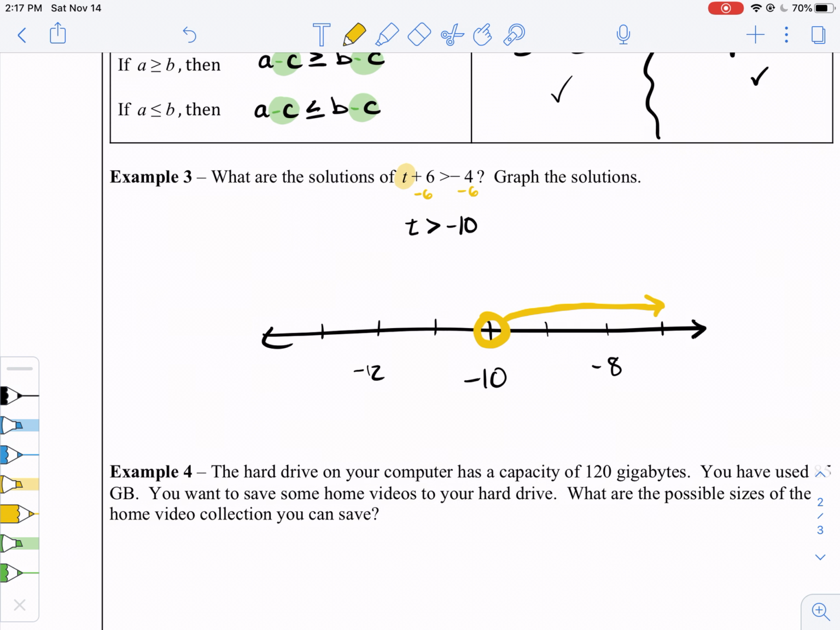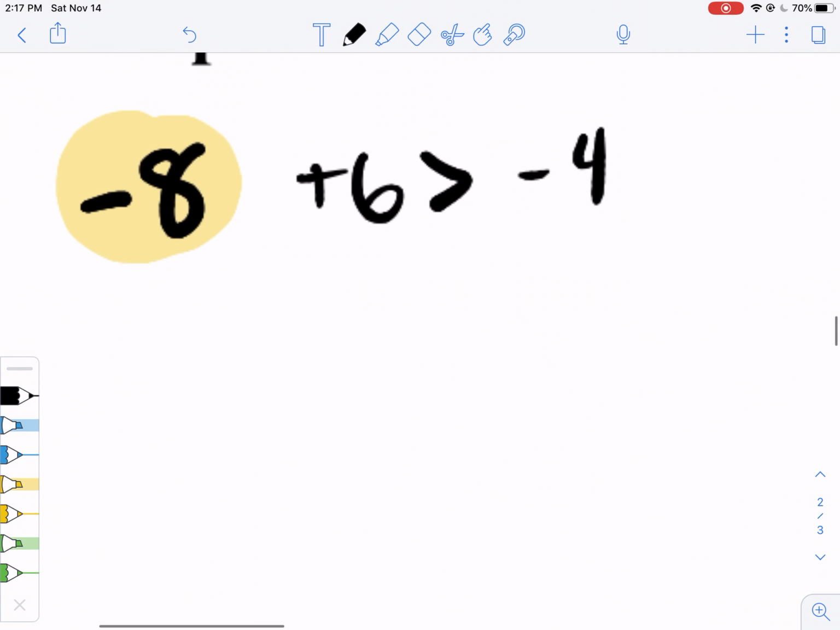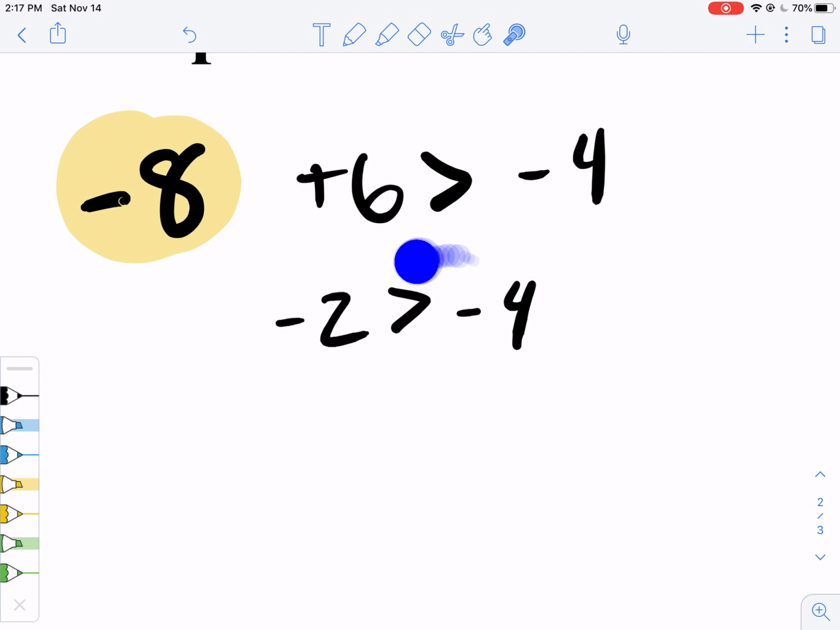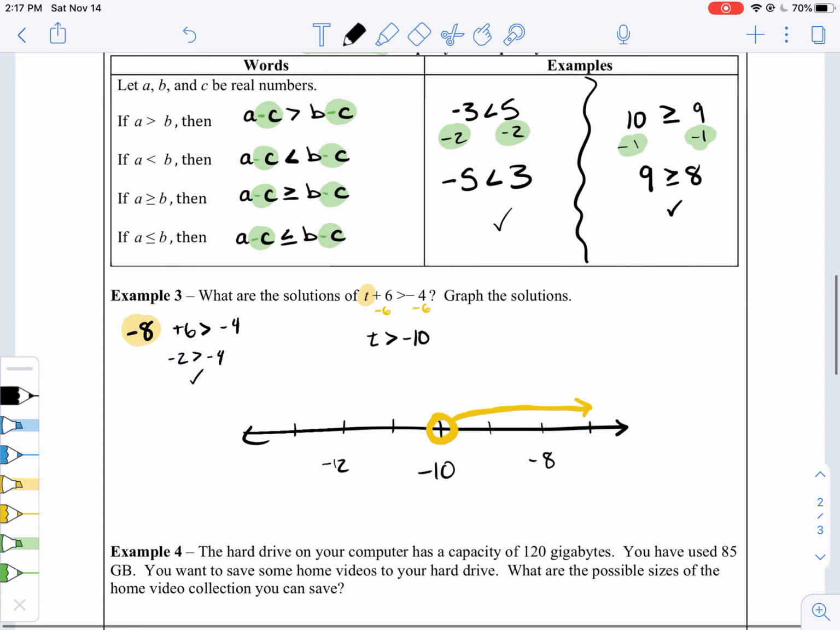You can get away with that. So let's check to make sure our graph is going the same way. Let's use negative 8. If we plug in negative 8 for t, we have negative 8 plus 6 is greater than negative 4. Well, is that true? Negative 8 plus 6 is negative 2. Negative 2 is greater than 4? I mean, negative 4? It's definitely not greater than 4. But negative 2 is in fact greater than negative 4. Super duper. We did it.